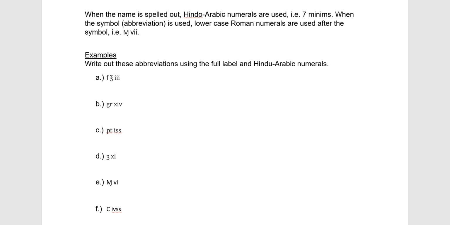So when the name is spelled out, Hindu-Arabic numerals are used. So for example, it's going to be the Hindu-Arabic numeral 7 minims, and it's spelled out. And when the abbreviation is used, we're going to use lowercase Roman numerals, and they're going to be used after the abbreviation. So for example, if it was 7 minims, it would be 7 coming second in Roman numerals, lowercase, and then the minim abbreviation first. So it's either going to be written like that or written with the Roman numerals and the abbreviation.